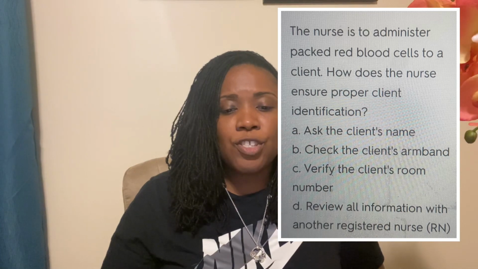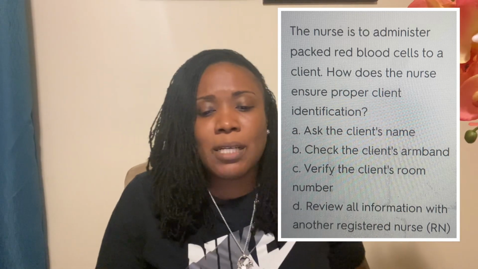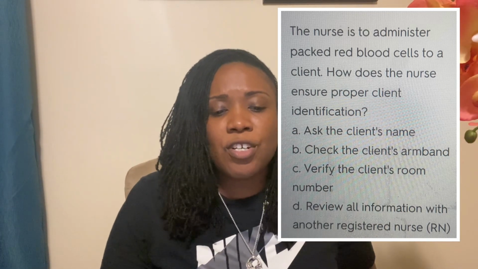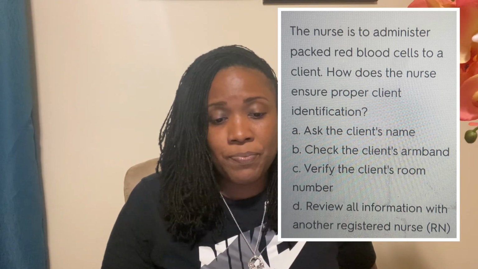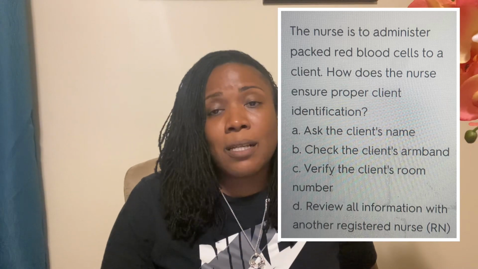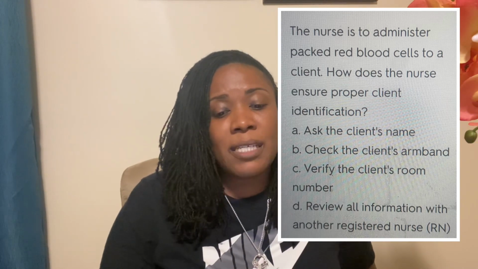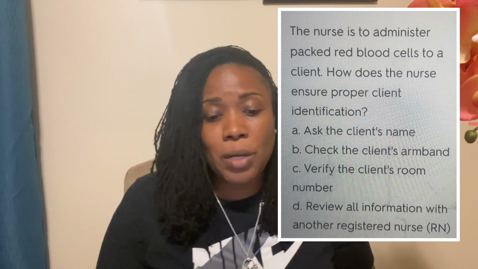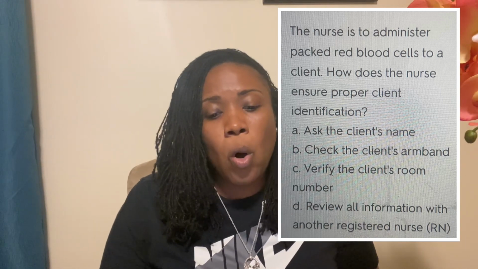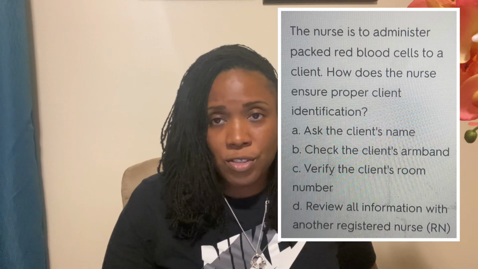7, the nurse is to administer packed red blood cells to a client. How does the nurse ensure proper client identification? A says ask the client their name. B says check the client's armband. C says verify the client's room number. D says review all information with another nurse.